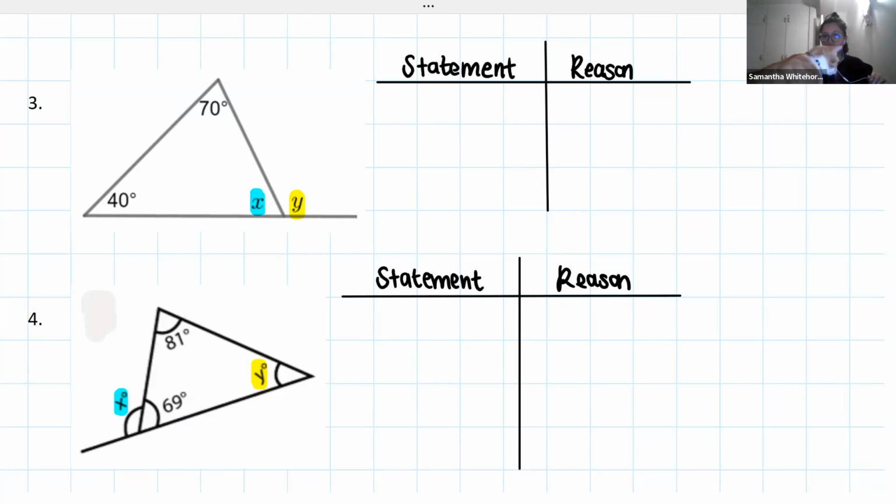Remember, guys, you can double check yourself. So double check that, say, for example, all the angles in your triangle add up to 180. Double check that your exterior angles do add up to the opposite interior angles.